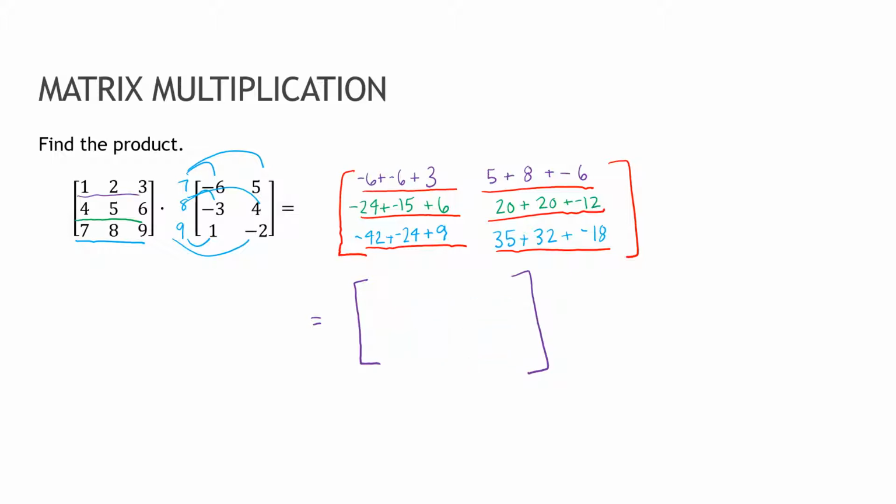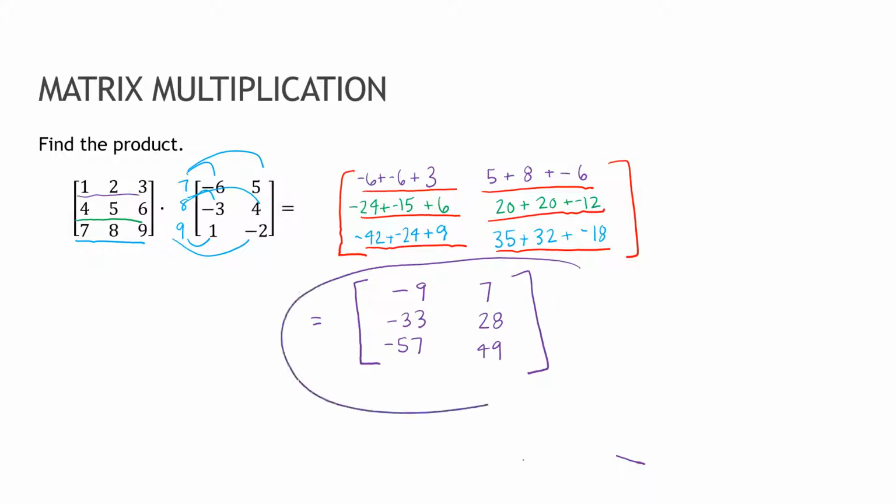If I combine negative 6 and 3, I get negative 9. 5 plus 8 plus negative 6 is 7. Down to my second row, negative 24 plus negative 15 plus 6 is negative 33. 20 plus negative 12 is 28. And on to the next row, negative 42 plus negative 24 plus 9 is negative 57. And 35 plus 32 plus negative 18 is 49. So that is my final answer.